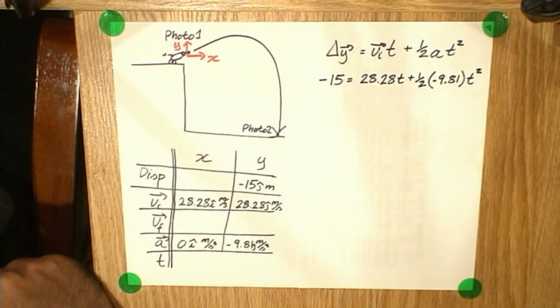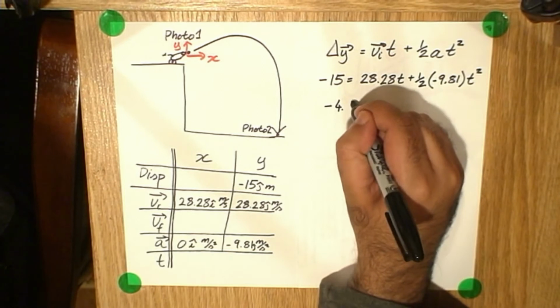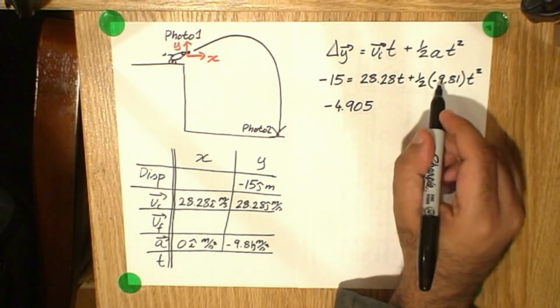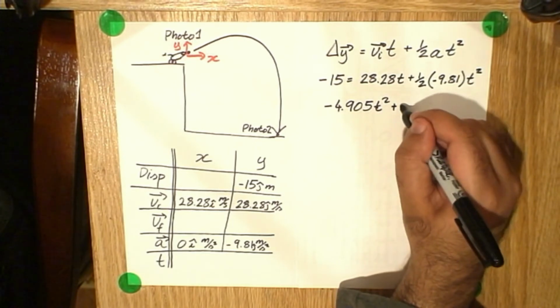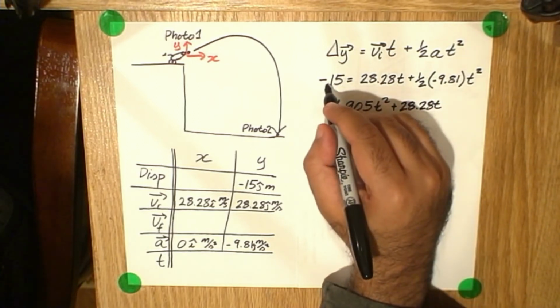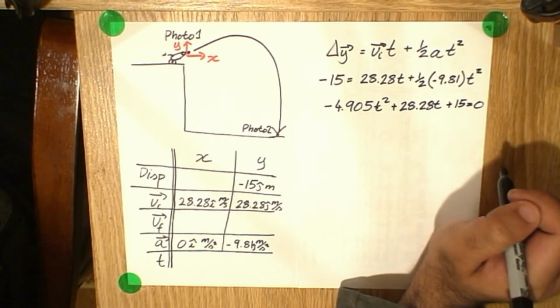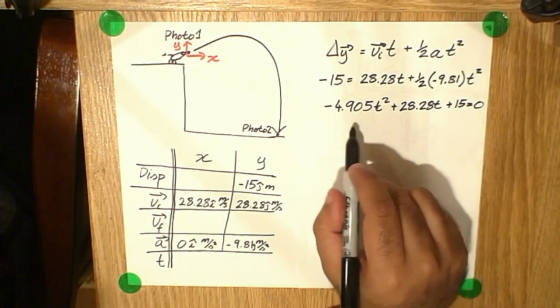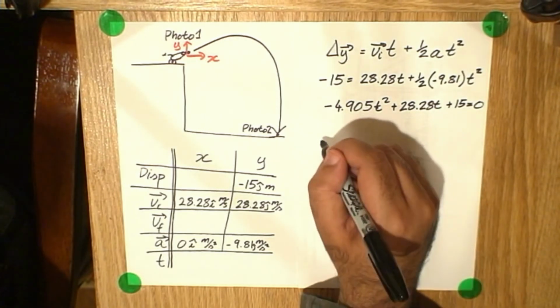So, we're back to a quadratic equation. Let's simplify this and rewrite it in standard form. Half of negative 9.81 is negative 4.905 plus 28.28. Add 15 to both sides and you get plus 15 is equal to 0. Now, we take this and we plug it into the quadratic formula.